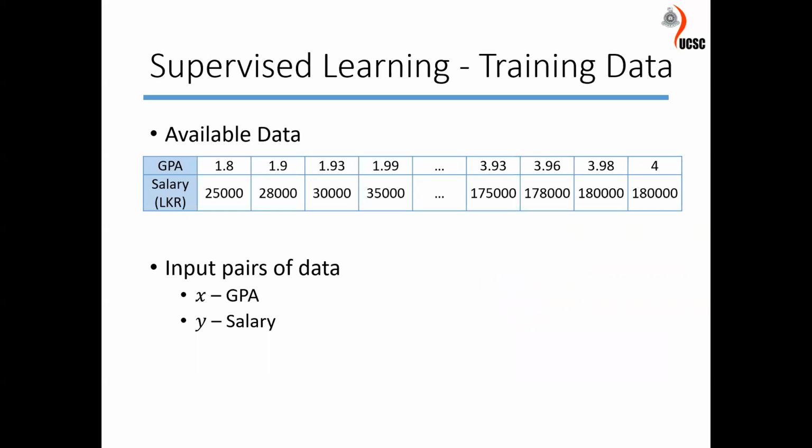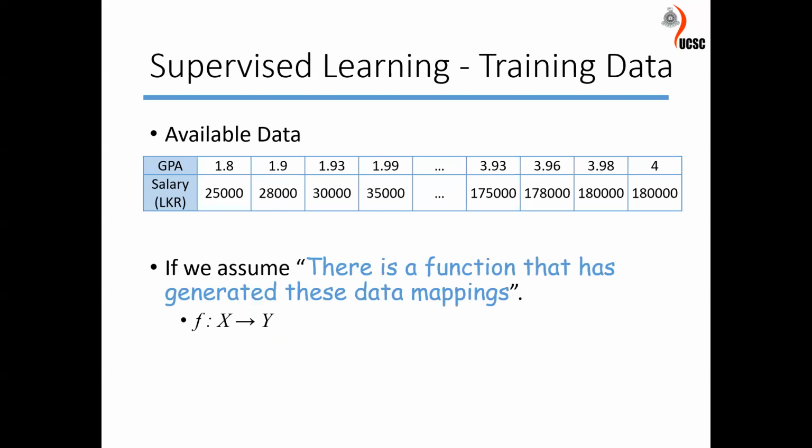If you consider this same example, the dependent variable is the salary, which depends on your GPA. So the GPA is the independent variable. Then we're going to find a function f that takes input x, in this case the GPA, and predicts the salary. This is the basic idea behind linear regression.